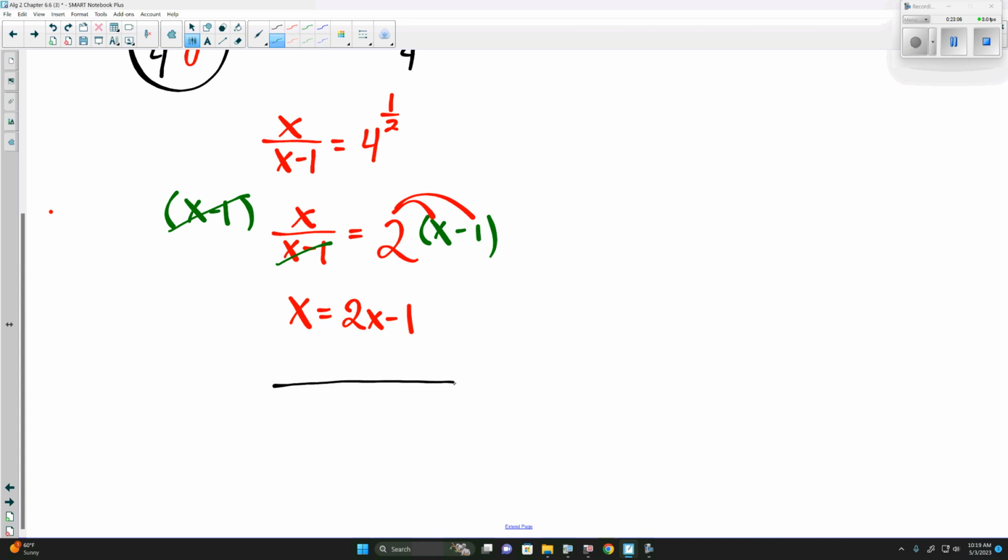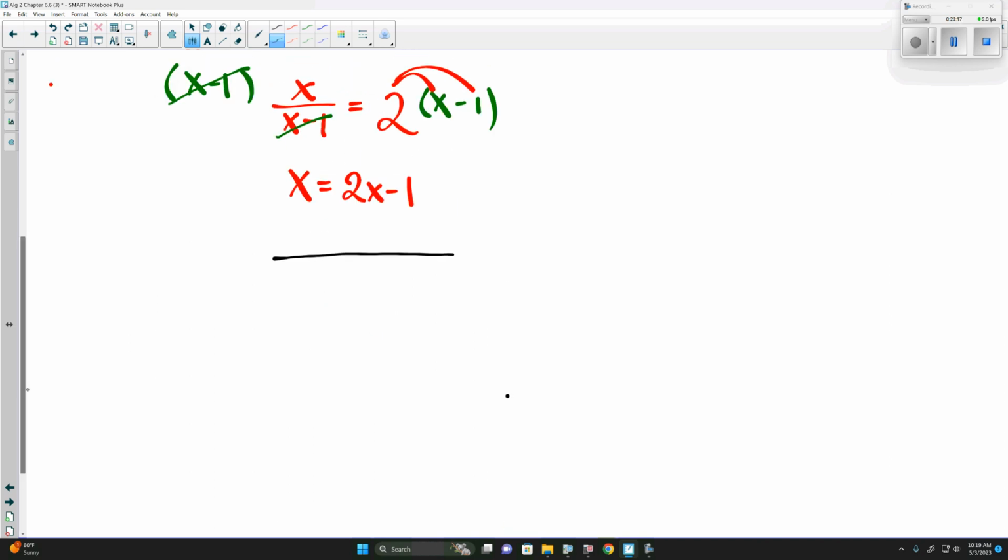What can we do next? What can we do next in solving for x? Right, we can subtract 2x from both sides. Because 2x minus 2x is 0, leaving us with -1. On the other side, x minus 2x is -x.